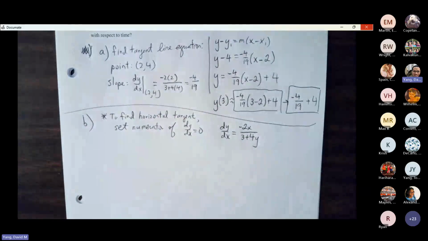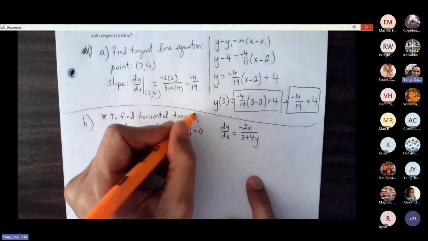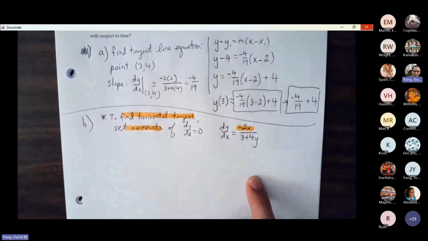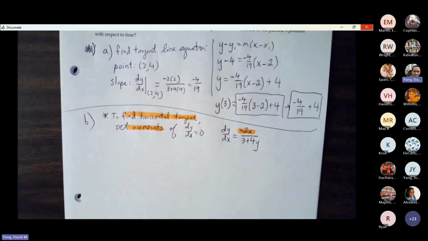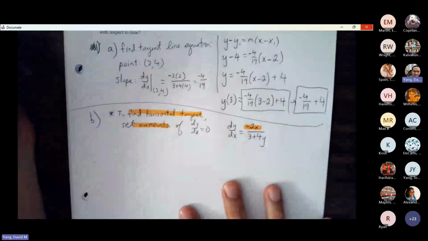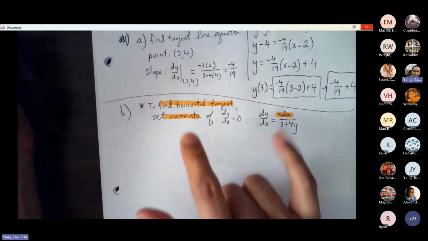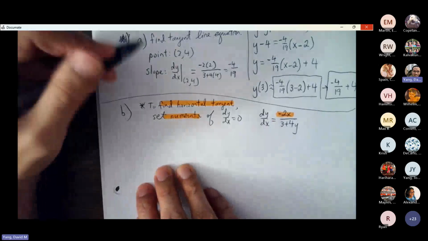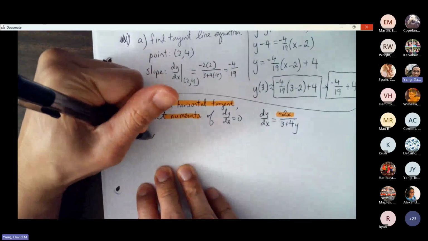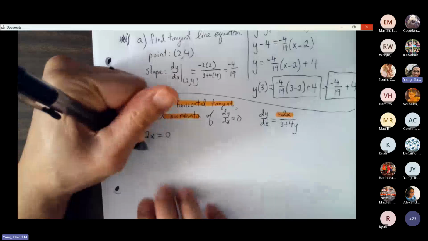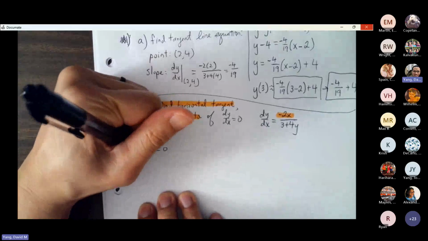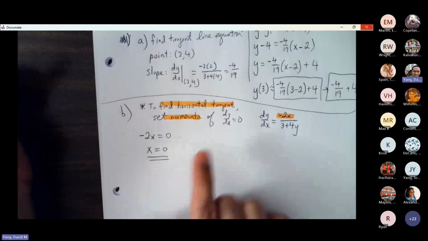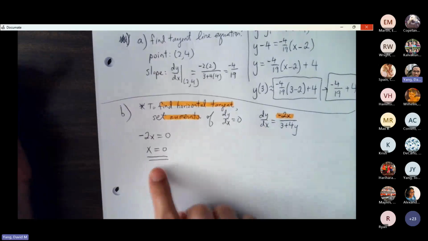So if we want to target horizontal tangent and we want to set the numerator equal to 0, that's the piece that we want to look at. We want to look at that negative 2x. So we're just going to set negative 2x equal to 0 and see if that will help us locate a point on the graph. So negative 2x equal to 0. If I solve for x, I get x equals 0. So if there's going to be a horizontal tangent, it would have to be at x equals 0.